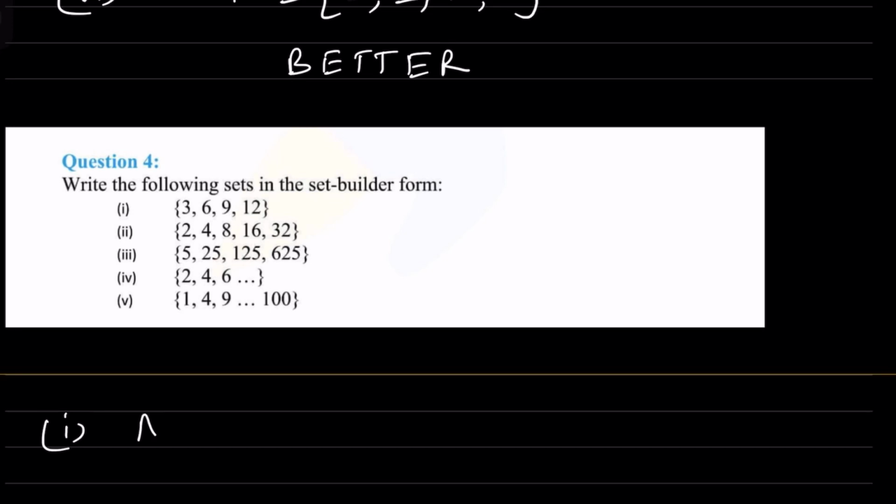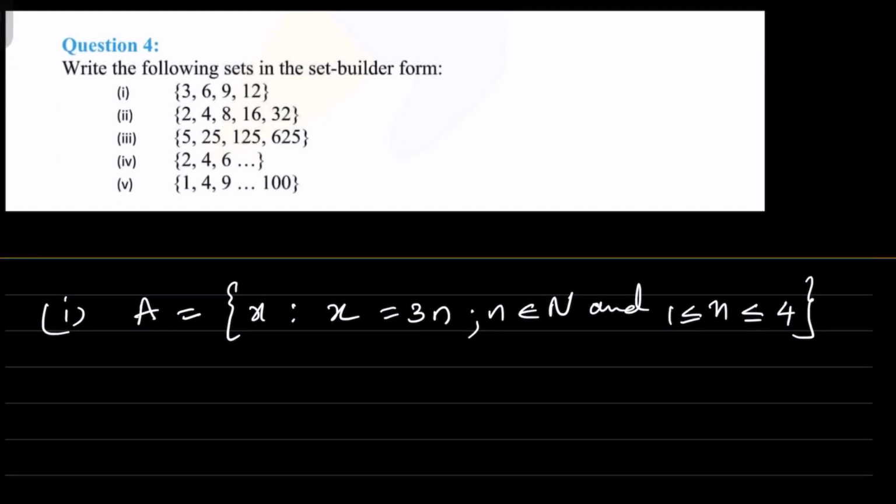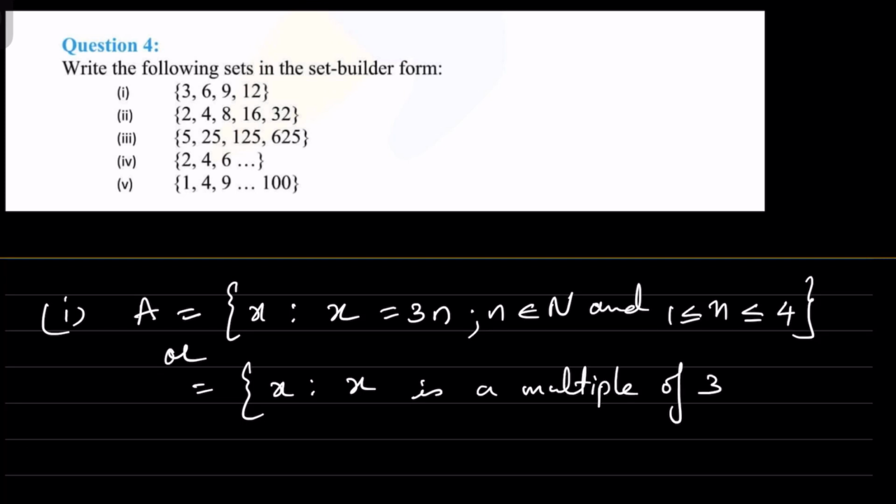So you can define the set as A. It is the set of all x such that x is equal to 3n and n belongs to the set of natural numbers and n lies between 1 and 4. You can write this, or you can write x such that x is a multiple of 3 less than 15.